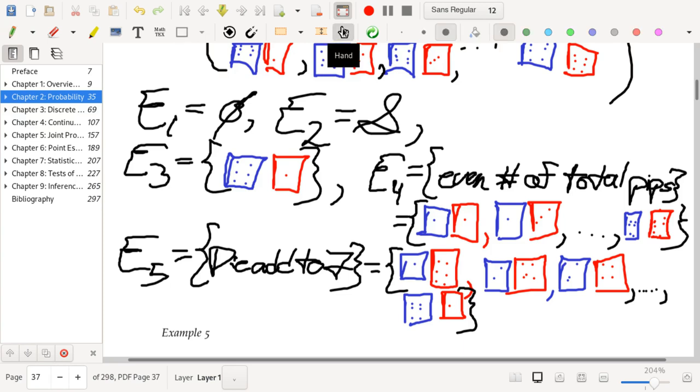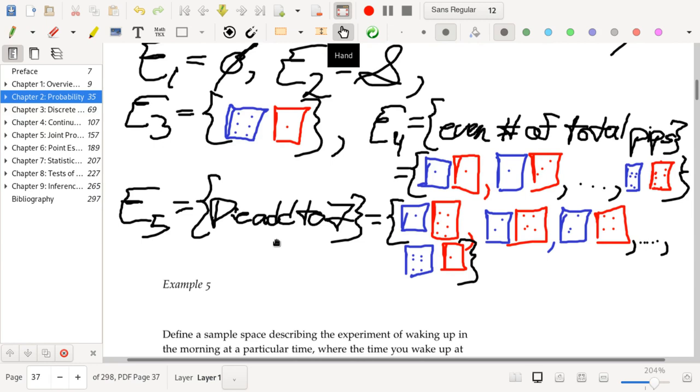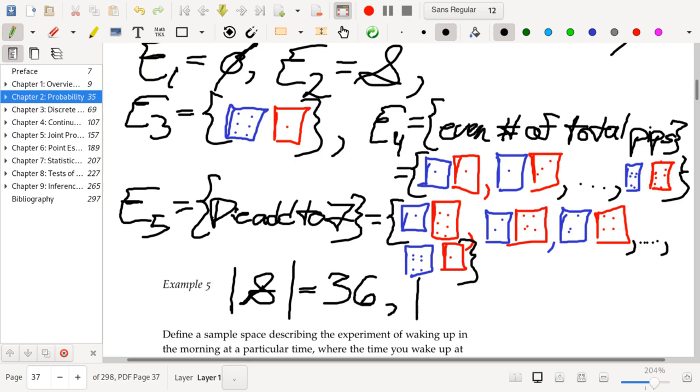By the way, I'm not sure if I mentioned this later, but I'll just mention it now. We often use this notation: we put a set in between two what almost look like absolute value lines to mean the size of a set, or more technically the cardinality of a set. But for now, when we're talking about finite sets, it's fine to say the size of a set, meaning the number of elements in that set, in which case the size of the sample space is 36. The size of the empty set, the set with nothing in it, is 0. The size of E5 would be 6. There's 6 elements in E5, and there's 1 element in E3.